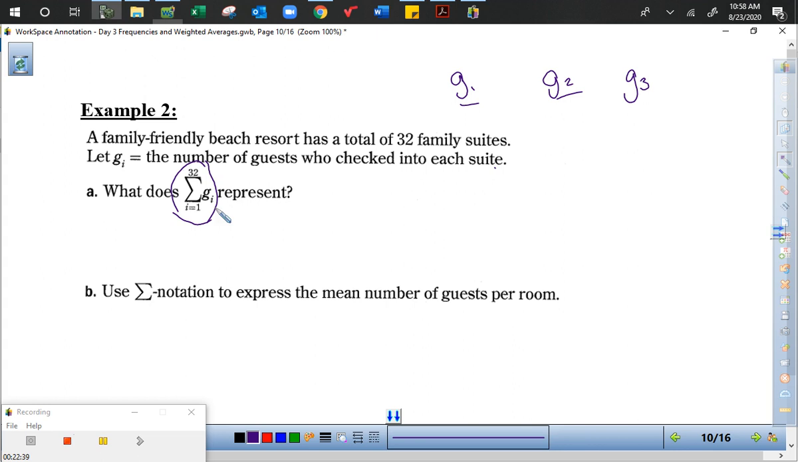Okay, remember first we're going to talk about where it starts, where it ends. This takes the first term, adds all the way up to the 32nd term. So it takes G1 plus G2 plus G3 plus G4 and so on. And I'm just going to write that, all the way to the last one, which we said was 32. We want to know, what does this represent? Well, again, if G1 was the number in the first suite and this was the number in the second suite, and we add all of those together, we would get all of the guests in all of the suites.